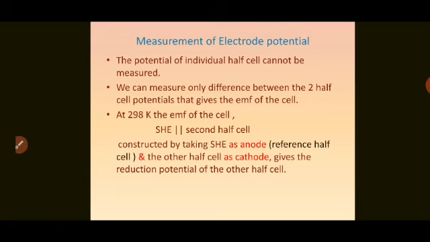By taking SHE as anode, that is the reference half cell, and the other half cell as cathode, we get the reduction potential of the other half cell. Because SHE acts as anode and the other half cell acts as cathode, it gives the reduction potential value, which is also known as electrode potential, the standard electrode potential value.